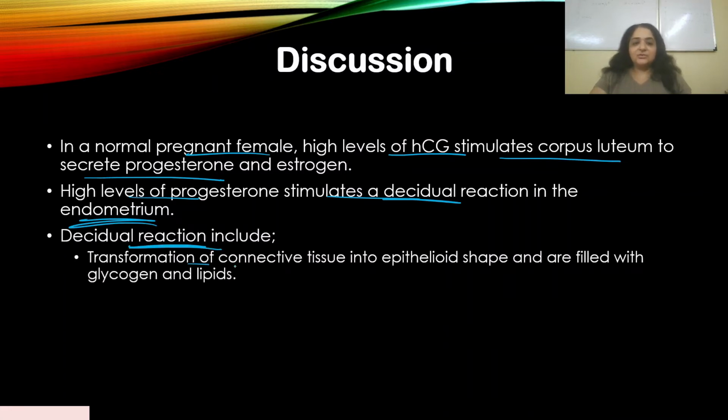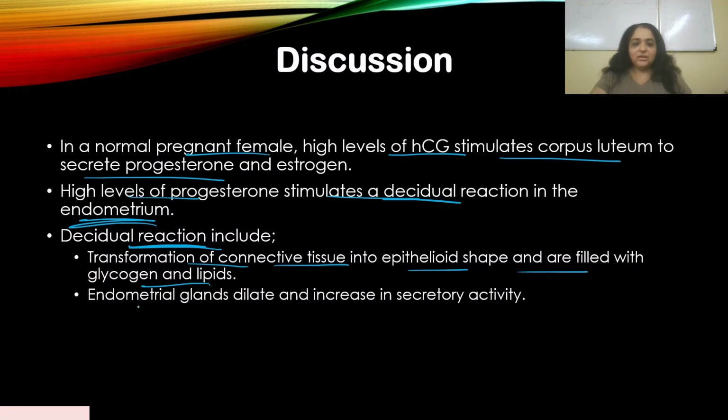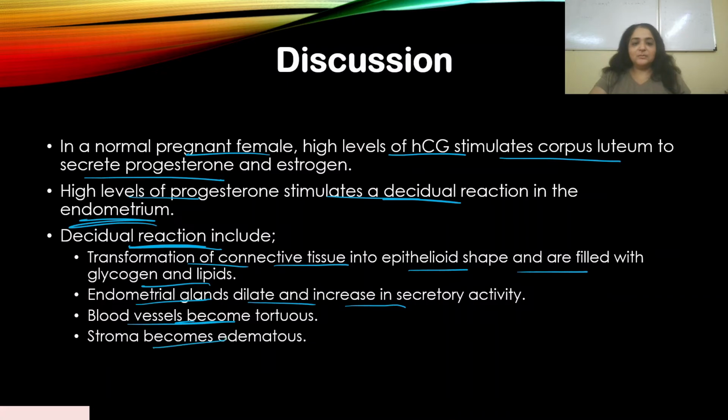Transformation of connective tissue into epithelioid shape, and the cells are filled with glycogen and lipids. The endometrial glands dilate and increase in secretory activity. Blood vessels become tortuous, meaning they become very twisted. And the stroma becomes edematous, they're filled with fluid. So this is what decidual reaction is.